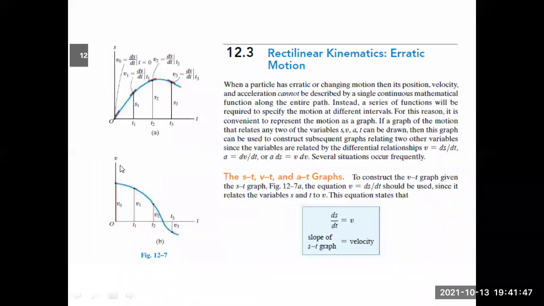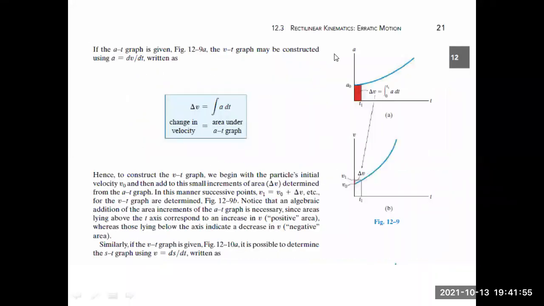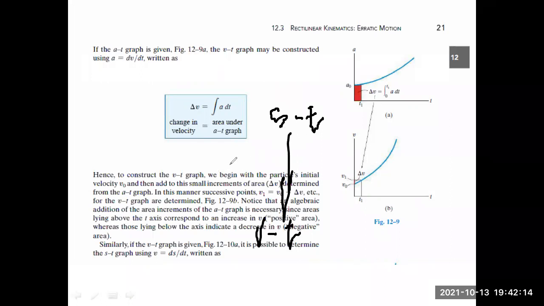From S to V, you differentiate. From A to V, it's like going from the bottom to the top. You can plot it this way. If I have S versus time and I want the velocity versus time, I need the differentiation of this relationship, which is ds over dt, because this is the definition of velocity.